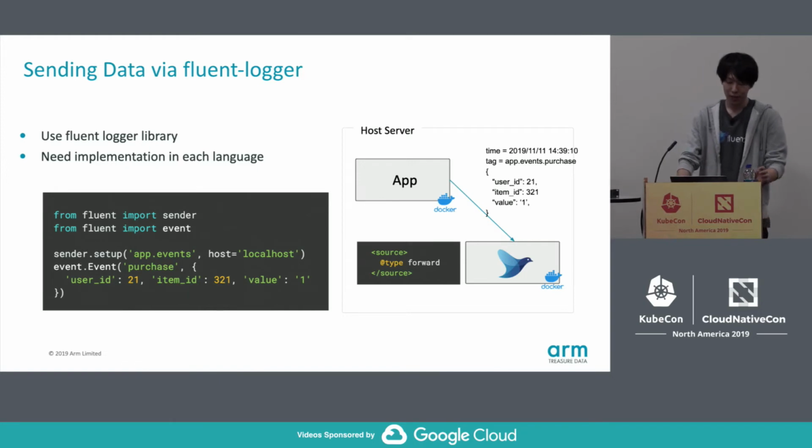In this example, we use fluent-logger Python to send data whose tag is app.event.purchase, and Fluentd receives the data with in_forward. In_forward, as I said earlier, can receive data from out_forward plugin, and it can also be used for receiving data from fluent-logger.